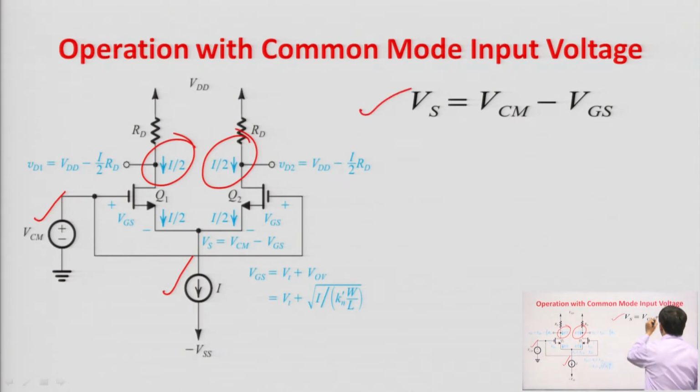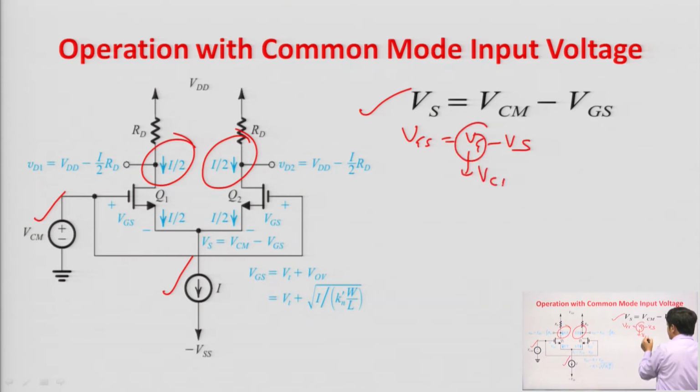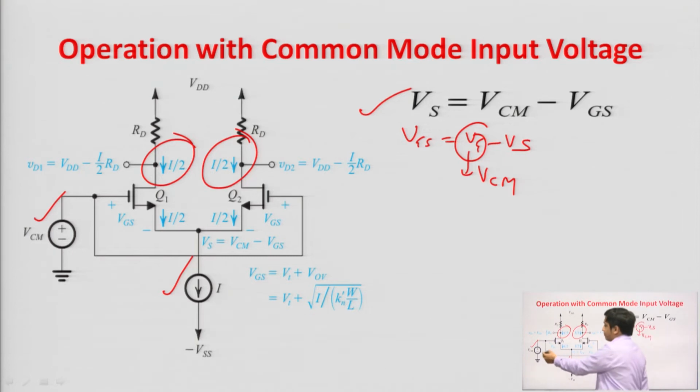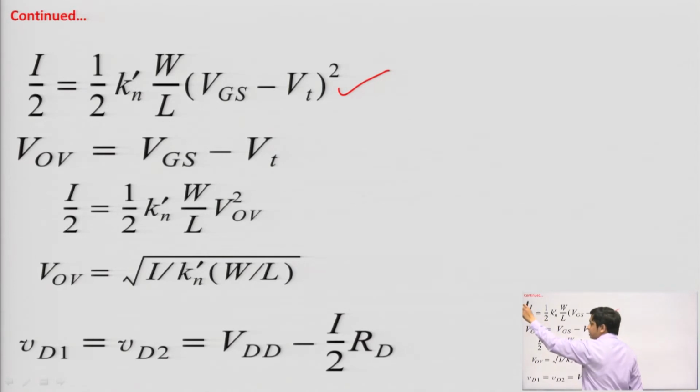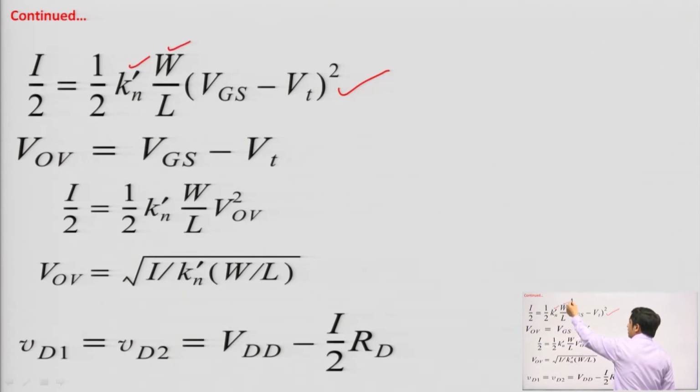Now, see, this is very clear, the gate to source voltage is Vg minus Vs, and what is Vg? Vg is VCM, that is the common mode voltage that we have applied at the gate of the transistor. Now, see, for Q1 transistor or Q2 transistor, what will be the drain current equation? The drain current flowing is I by 2, because the equal current is flowing through Q1 and Q2 transistor. So, I by 2 will be equal to 1 by 2 Kn dash W by L into Vgs minus Vt whole square. This is the drain current equation in saturation region.